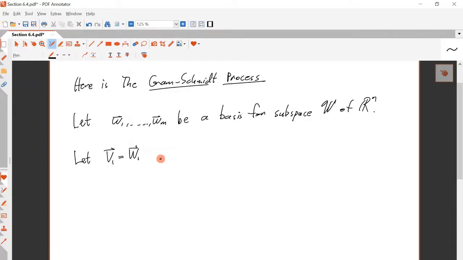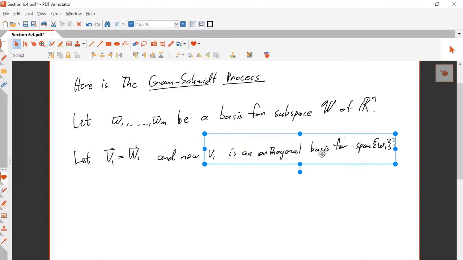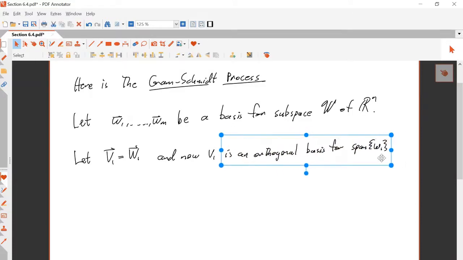And now V1 by itself is an orthogonal basis for span W1. Obviously, it's just the same vector. And of course, it's an orthogonal basis because there's no pair of vectors to be orthogonal with. So it's sort of vacuously orthogonal. Okay, so that's where the process starts. It gets better.